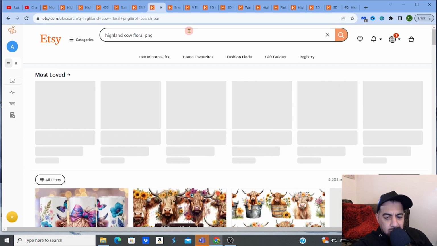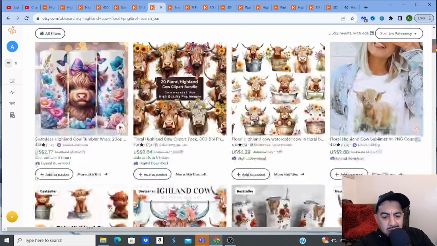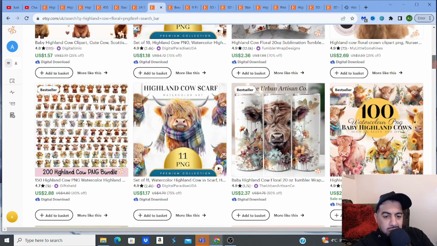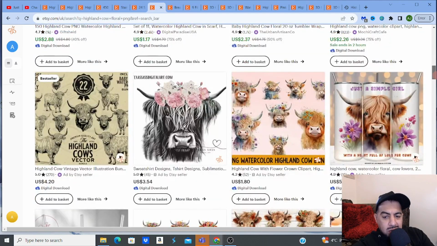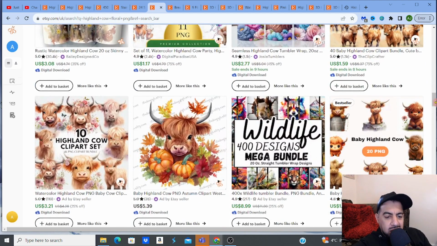Highland cow floral is a search term, and it's actually quite popular. You can see from just an example of these, look at these Highland cows with flowers, floral Highland cows, right? Loads of them. Why do you think there are so many of these? They've combined the Highland cow with flowers and florals because there is a demand.